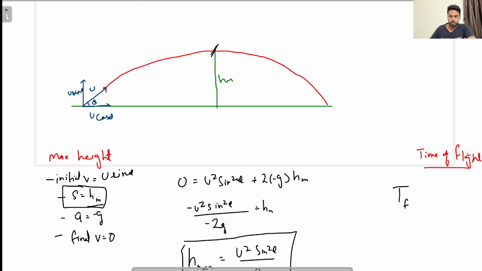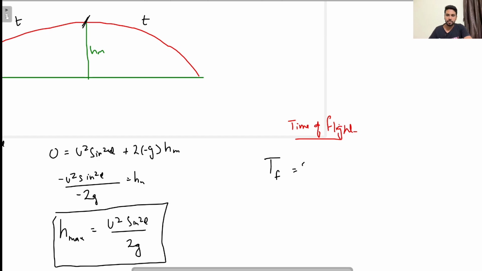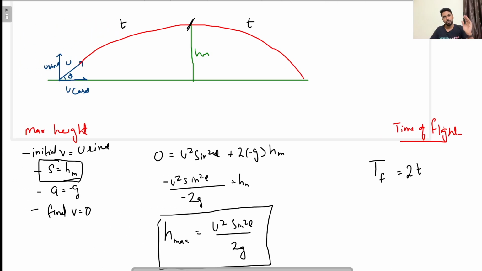vertical components. Now I have to find the time taken to reach the maximum height. Let's imagine the time taken to reach maximum height is small t. So it travels for time small t and reaches the maximum height. Then for another small t it travels to reach back. So your total time of flight is 2t. Makes sense? Half to reach the maximum point, half to come back to the ground.